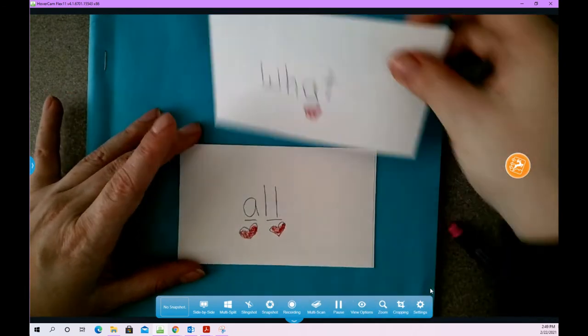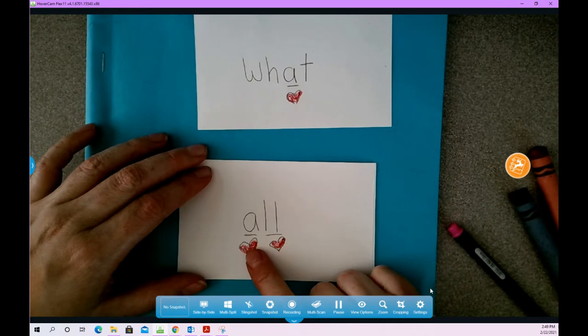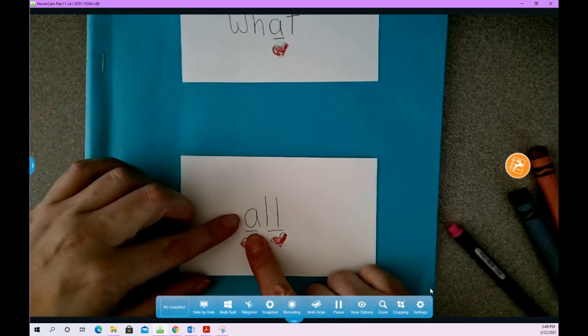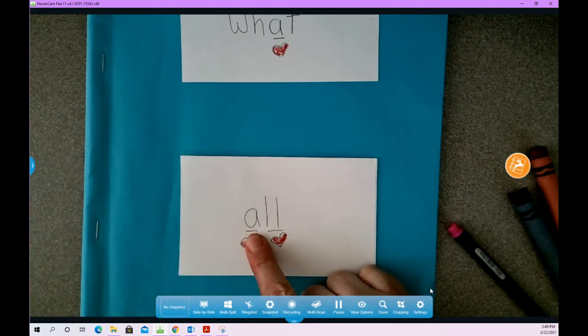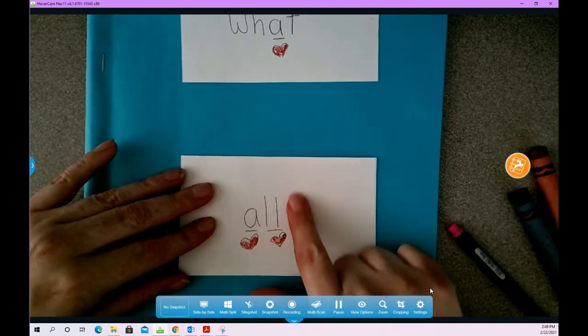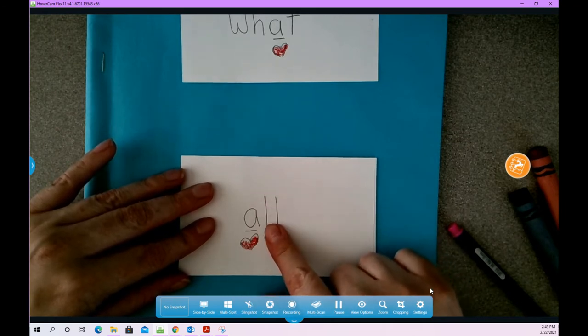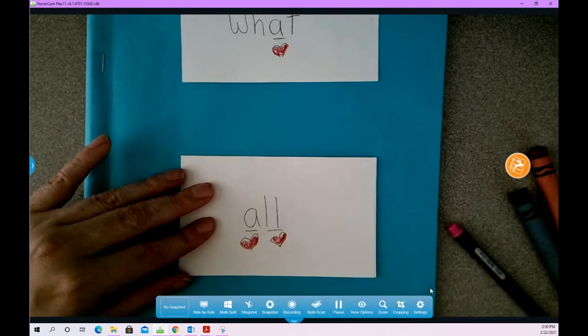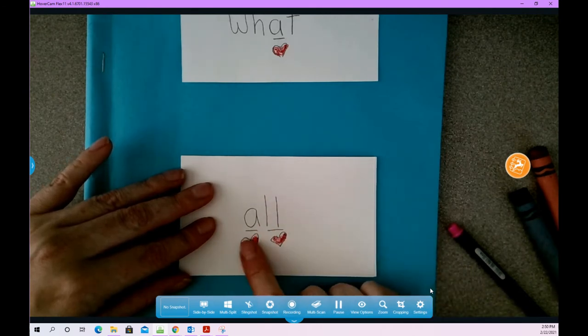What? Our next heart word is all. This has two tricky parts. The A doesn't sound like A. It makes a different sound in this word. It sounds like aw. Then we have our double letters. We know that double letters, twin letters make one sound. All.